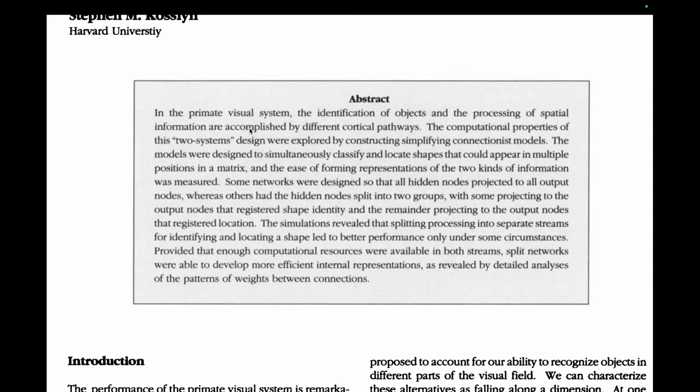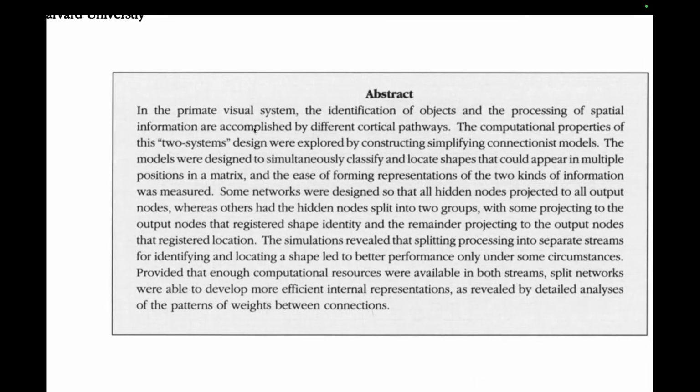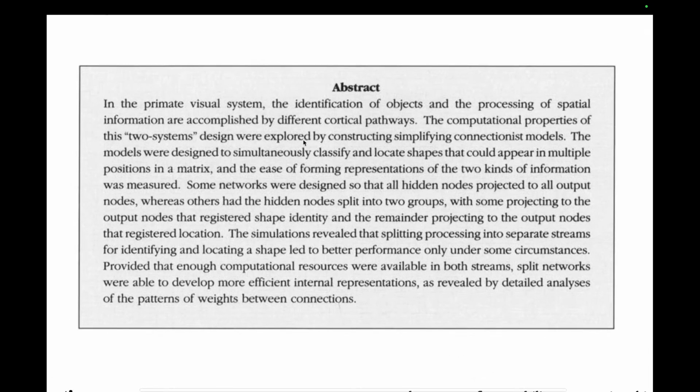In the primate visual system, the identification of objects and the processing of spatial information are accomplished by different cortical pathways. Spatial information here is key, okay? Because the information of things around us in a confined space, i.e., our environment, is processed according to these authors by different cortical pathways.